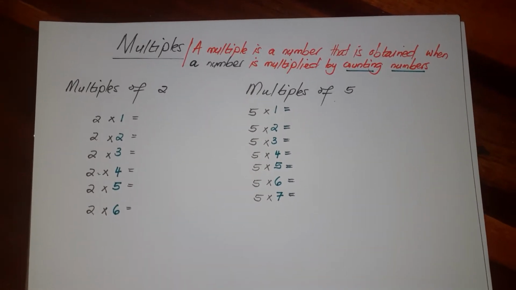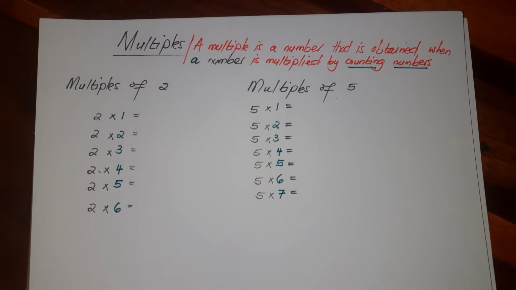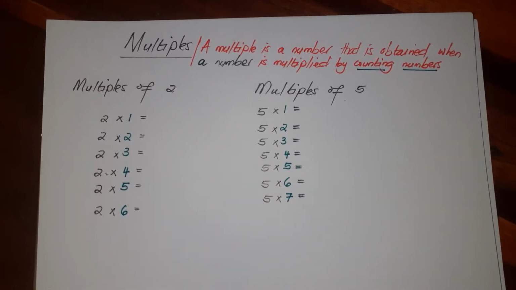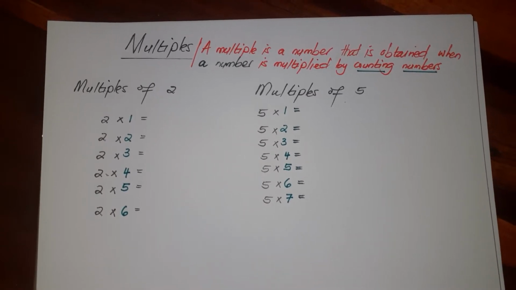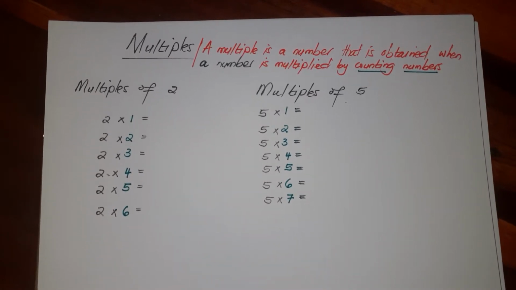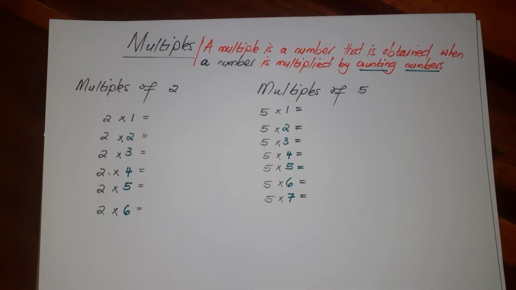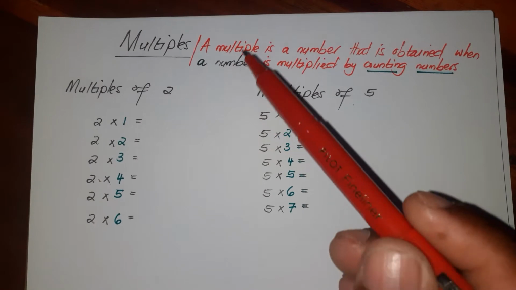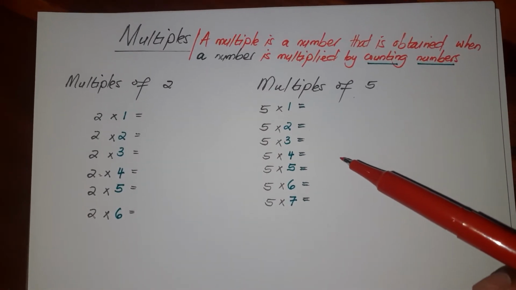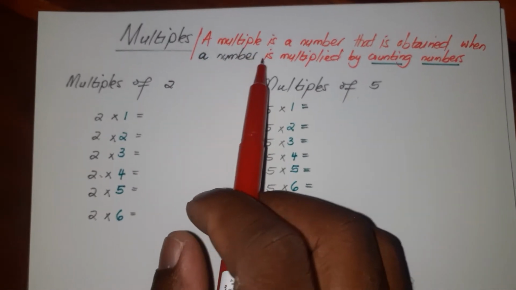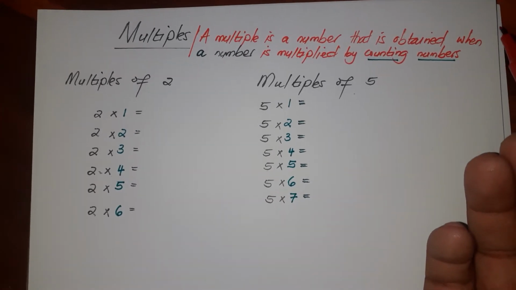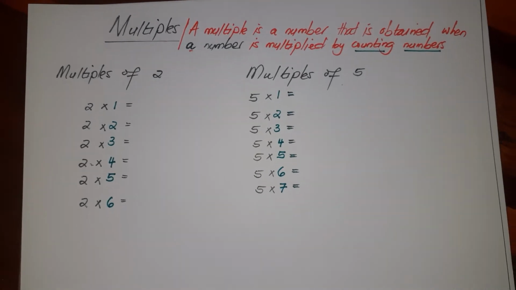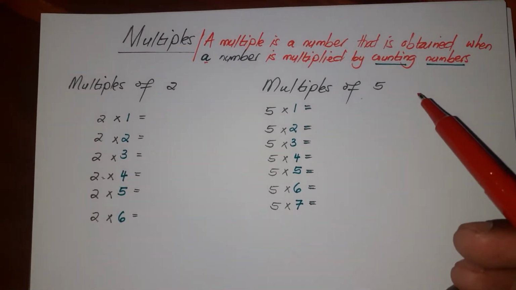In today's video we are looking at multiples. Actually this is one of the first topics in mathematics, especially in junior secondary. Now when we talk of multiples, by definition a multiple is actually a number that is obtained when a number is multiplied by counting numbers.